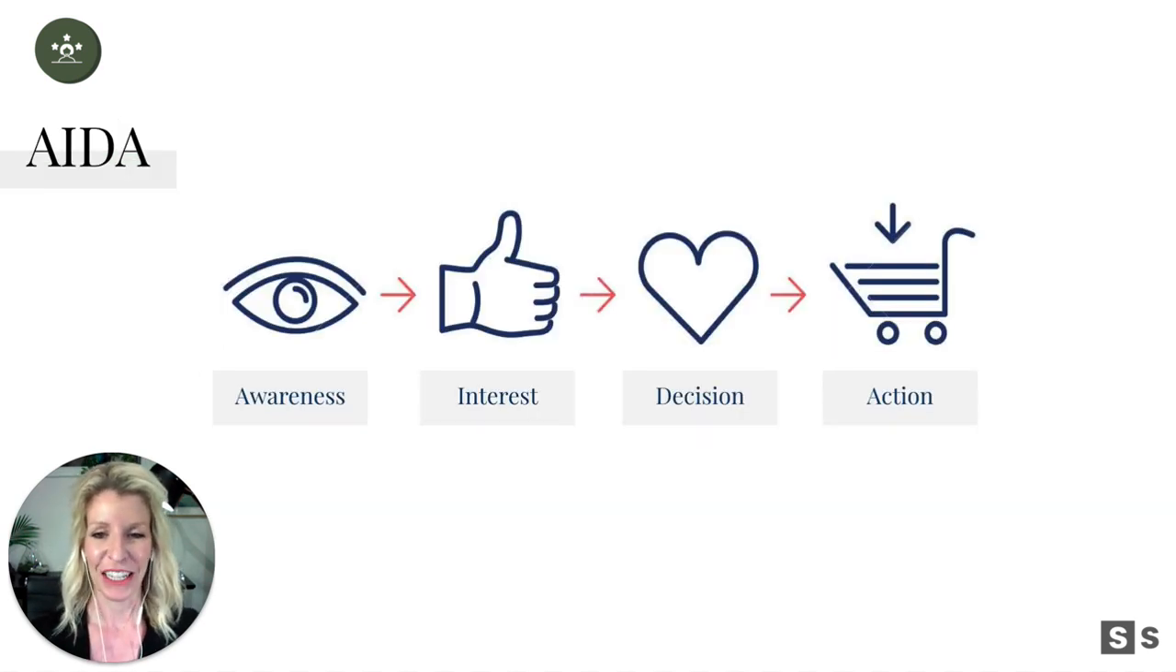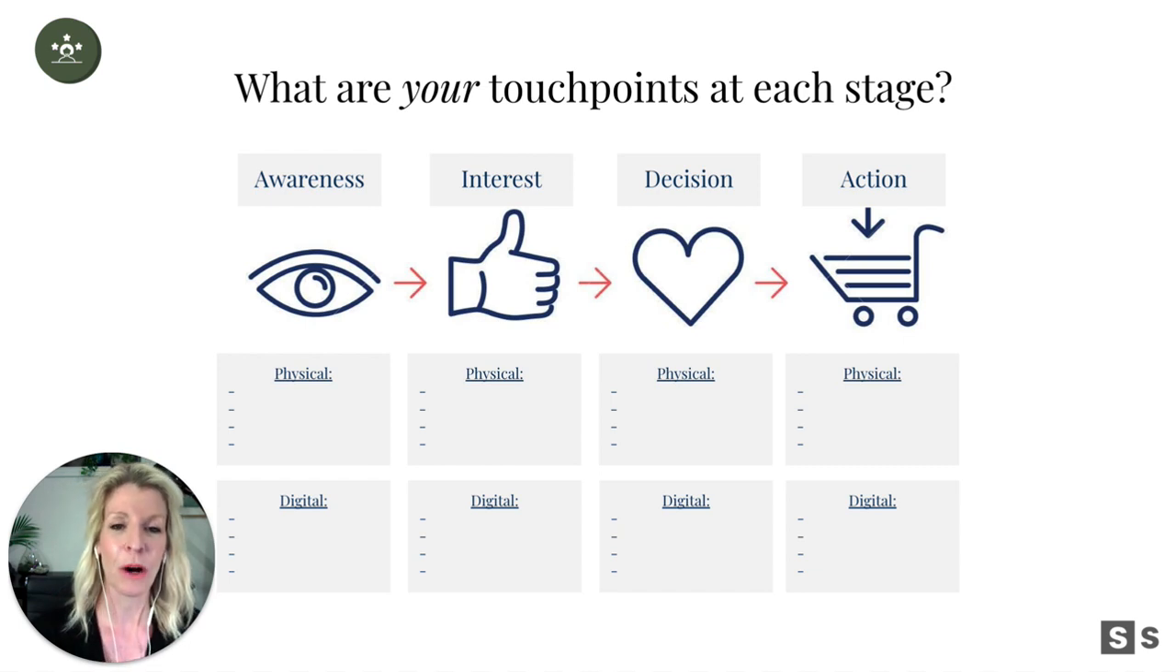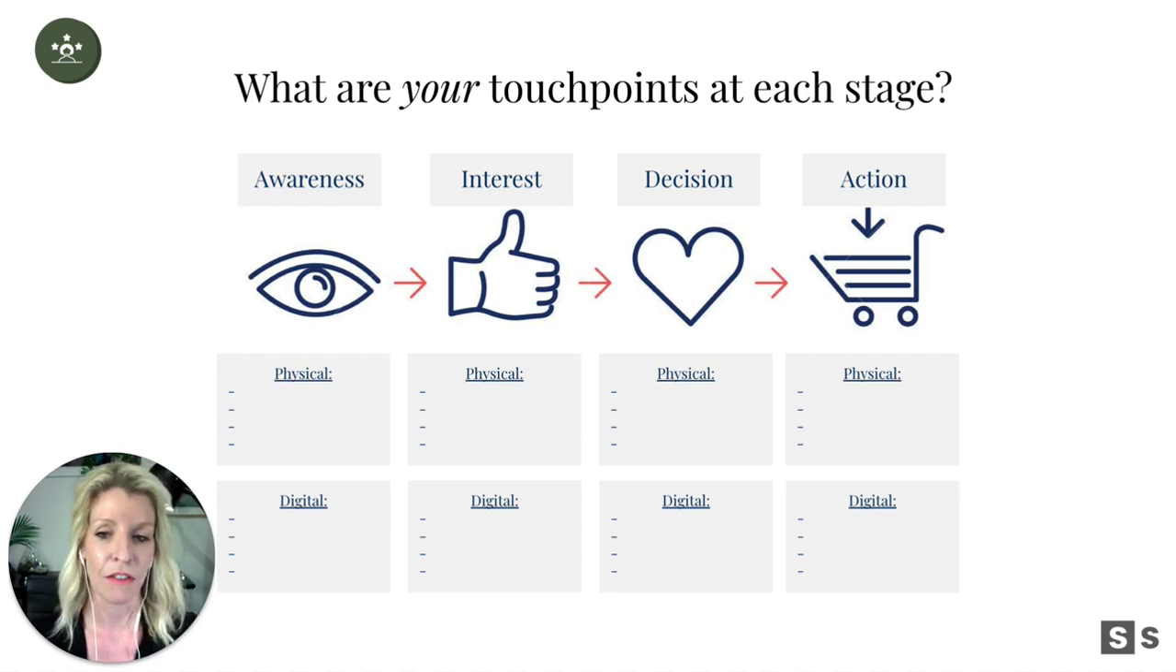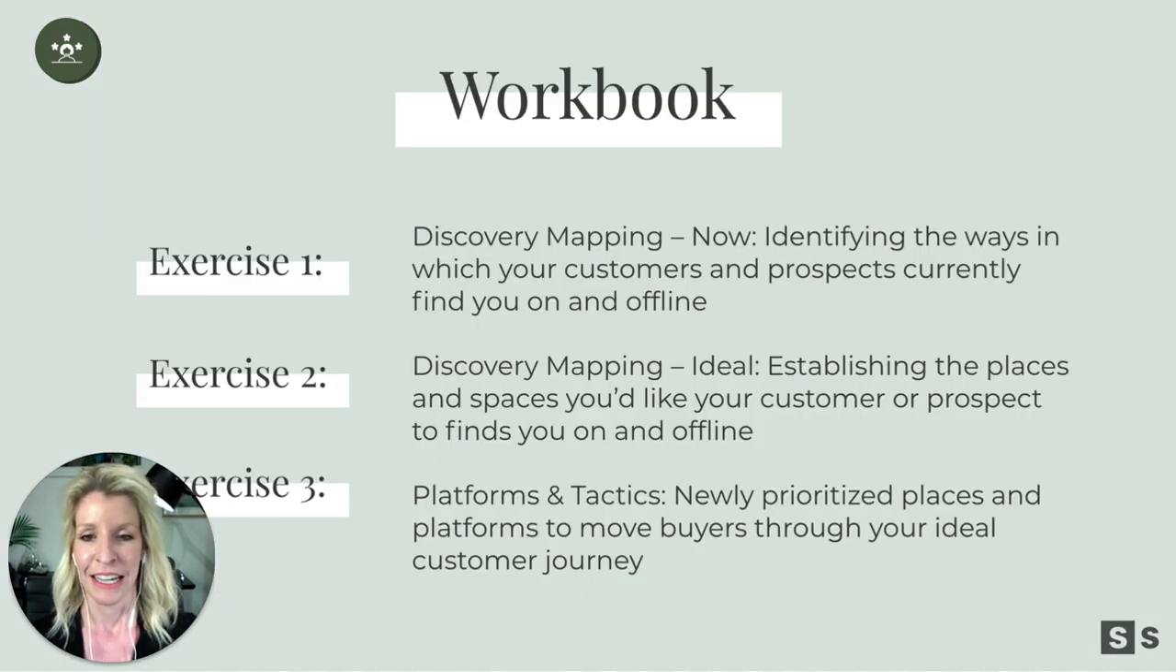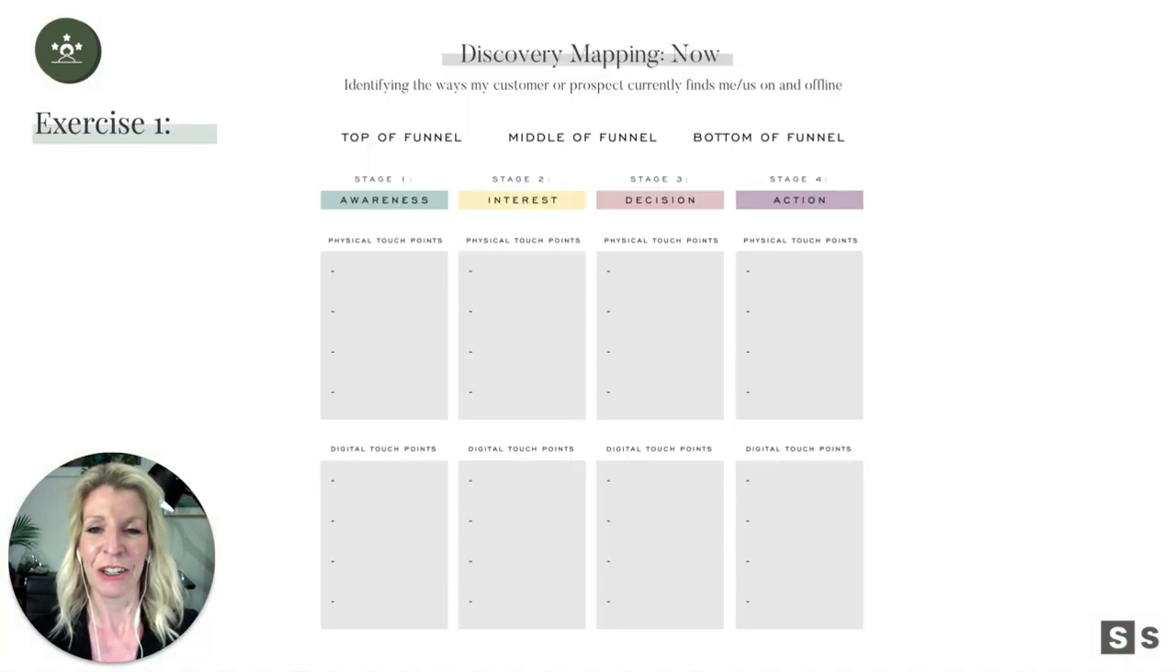Okay, so if we know this to be our AIDA funnel, what are your touch points at each of these stages of this traditional journey, physical and digital? And you've got this as an exercise in your workbook. So three things here at the end of this module. We're going to map out the ways that customers and prospects are currently finding you or your company online and offline at this time. So at that stage one, awareness, what are your physical touch points?